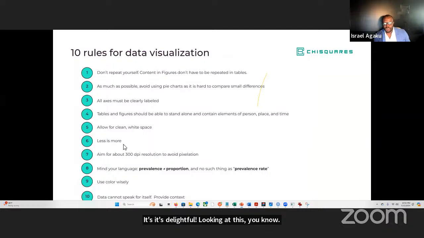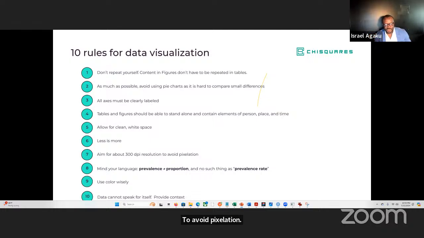Then less is more. The whole point of data analysis is data reduction. So if your analysis ends up being more overwhelming than the original data, then you have failed. So less is more. When you're creating figures for publication, you should aim to have a resolution of 300 dpi, dots per inch, to avoid pixelation. And I'm going to show you how to do that.